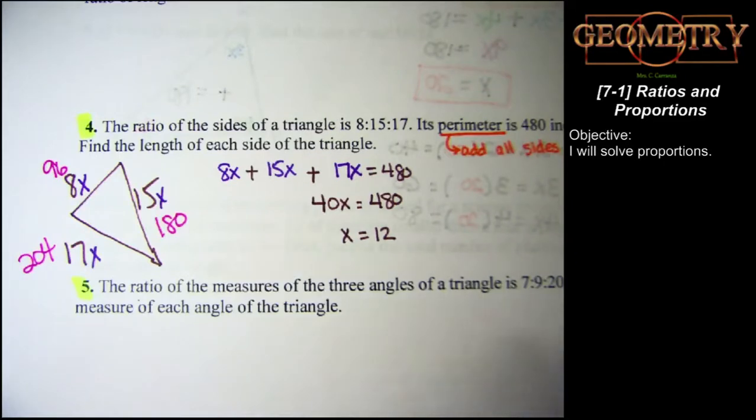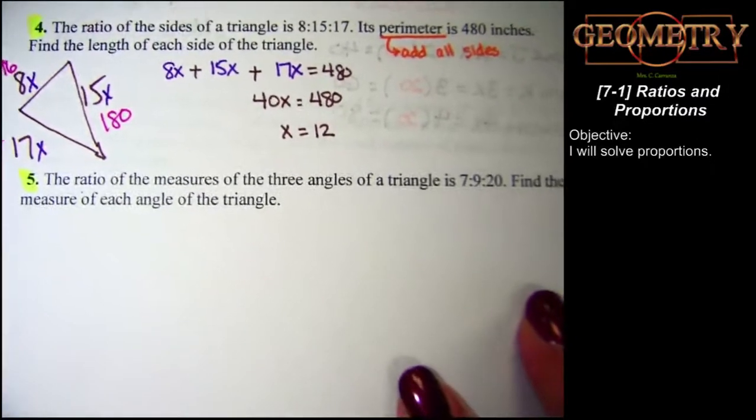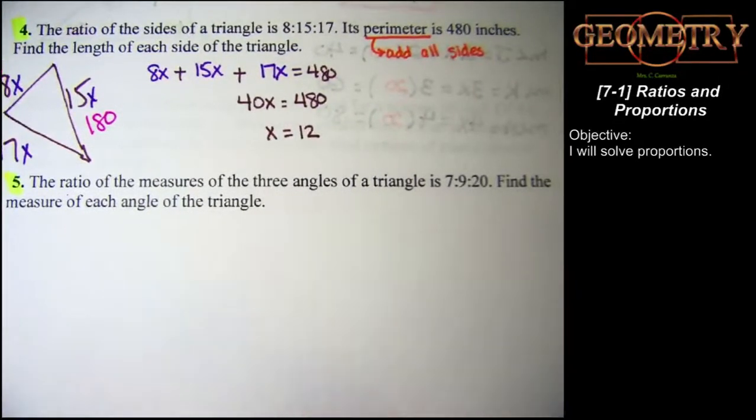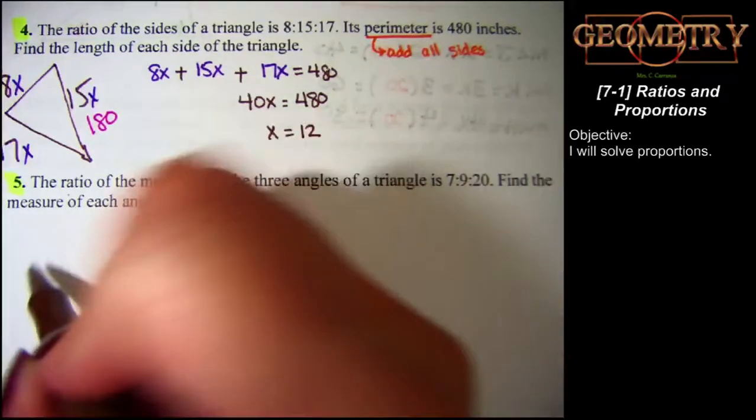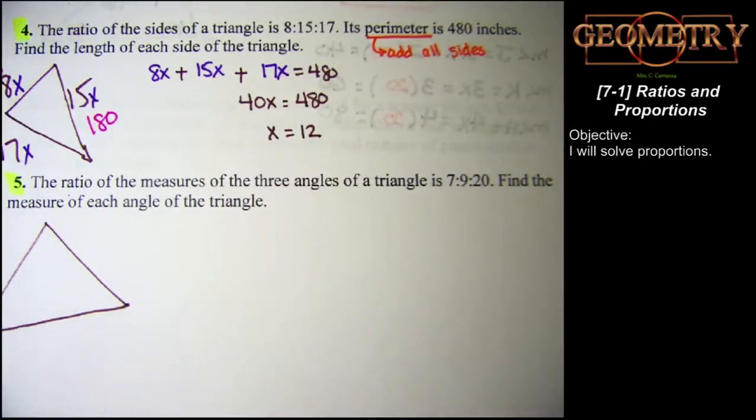All right, you ready to look at number 5? The ratio of the measures of the 3 angles in a triangle are 7, 9, and 20. Find the measure of each angle. Oh, dude, this is the same sort of thing again. But unlike the first example, there's no picture. So I get to draw one. YOLO time.